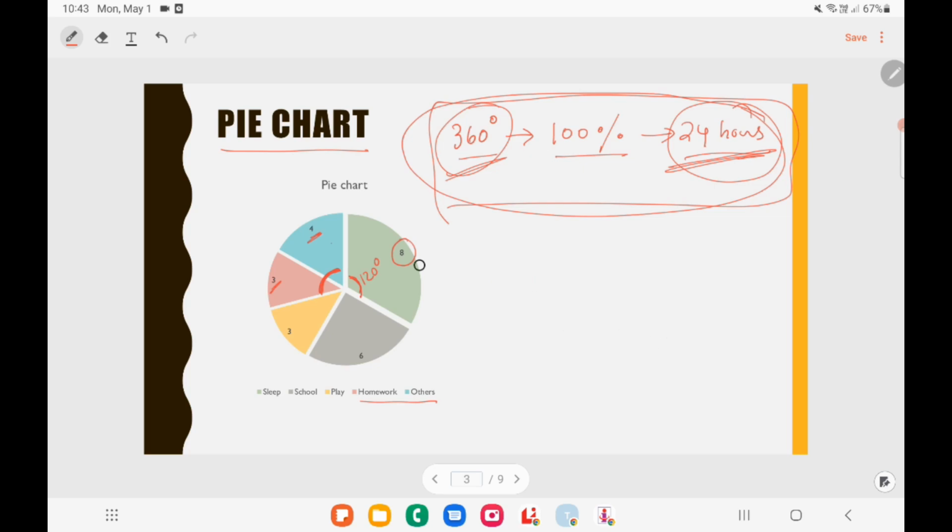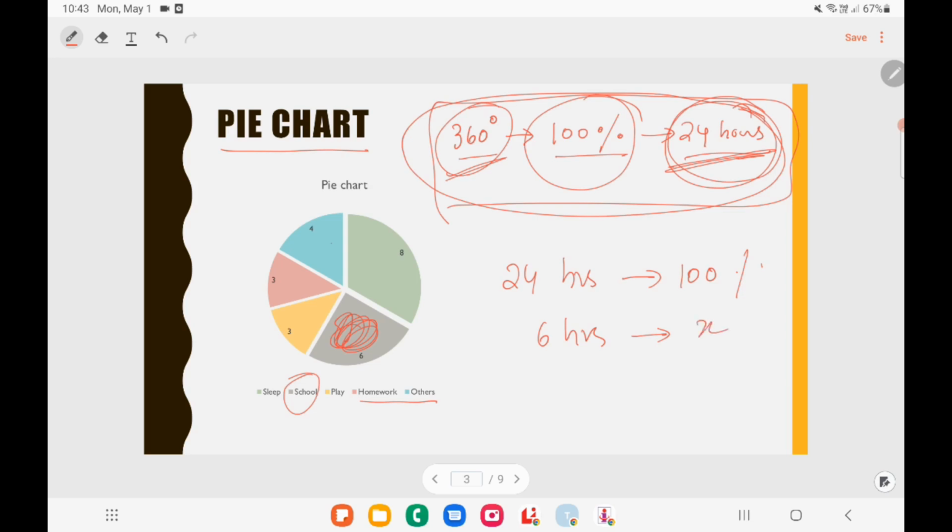Similarly, you can also find out the percentages. Now we need to find the percentage represented by this segment, the school segment. Here we know that 24 hours corresponds to 100%. I am taking this because we need to find the percentage. So we need to find what percentage 6 hours corresponds to. I take it as x and cross multiply: 24 into x is equal to 100 into 6, or x is equal to 100 into 6 by 24. You will get the answer if you do that. In this way you can find the percentages of different segments as well.